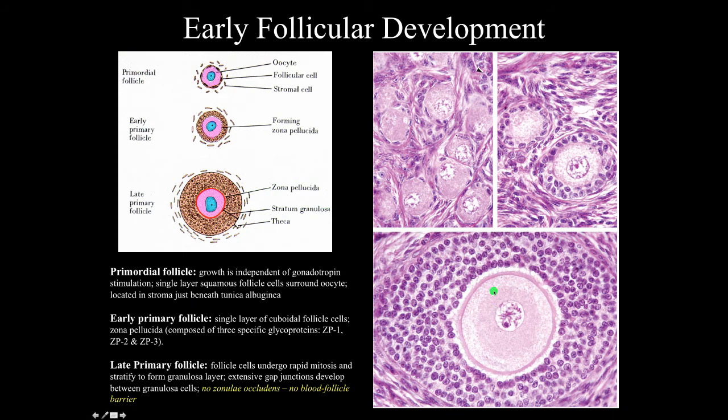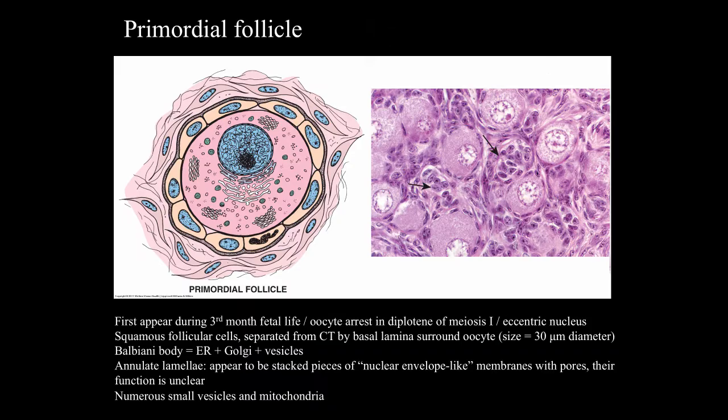In these primary follicles, you can see here, this one, you can see the oocyte. You can see this one has a profile of the nucleus in the plane of section. This younger one also has a profile of the nucleus in the plane of section. You don't always see nuclei in the plane of section when you're looking at oocytes because oocytes are fairly large cells. Here's a primordial follicle, both diagrammatically and histologically.